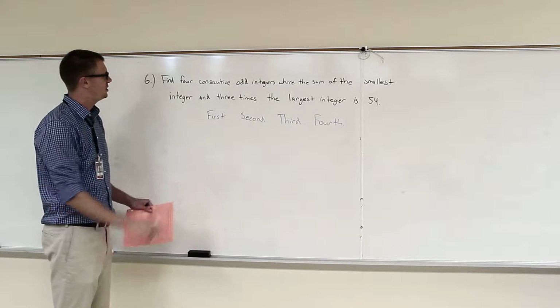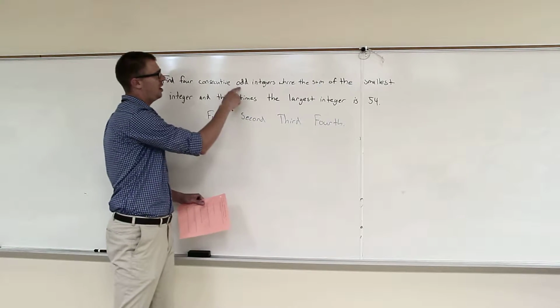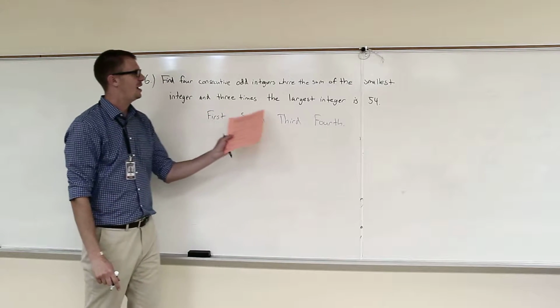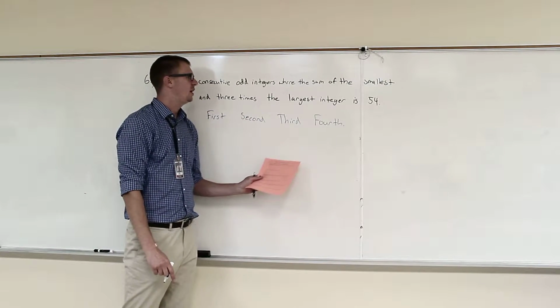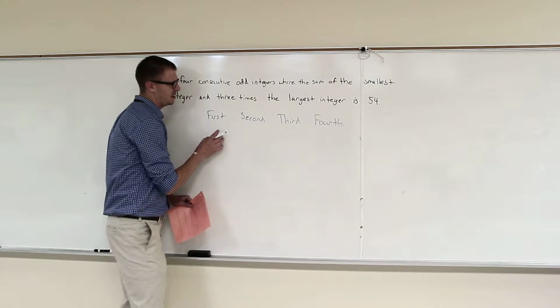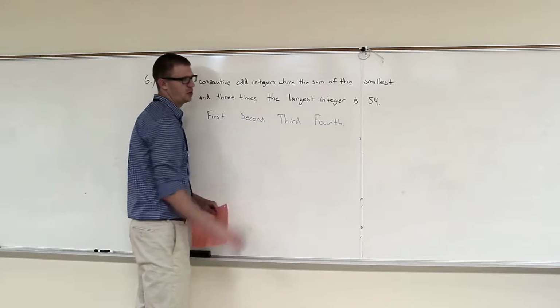We're doing number 6 here. It says find 4 consecutive odd integers where the sum of the smallest integer and 3 times the largest integer is 54. I need to start by representing 4 consecutive odd integers with a variable.